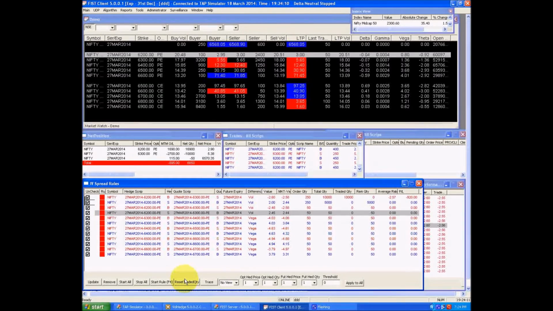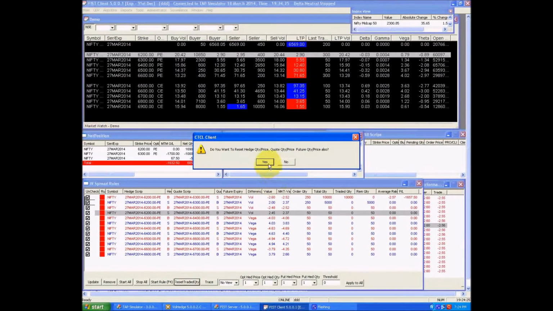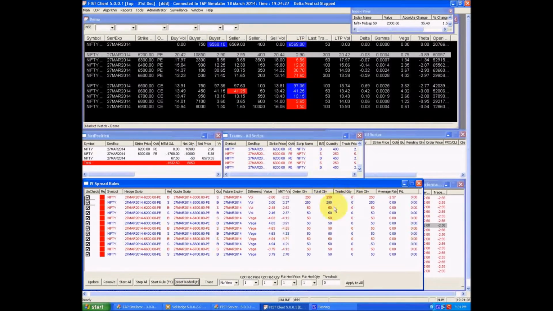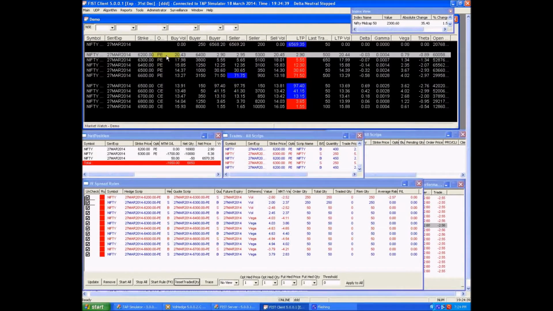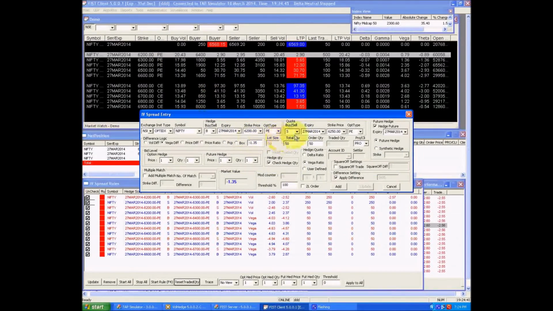To reset the quantities, I have to select the rules and press the reset button. After pressing, since these are the traded quantities which have come, on pressing the reset button, the entire traded quantity and total quantity goes away. This was about IV algo trading through futures.